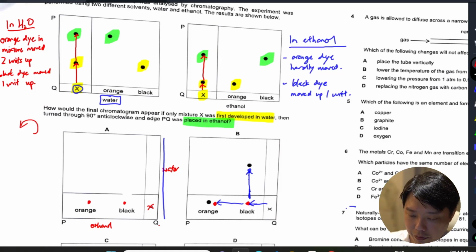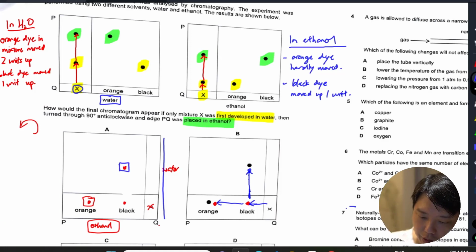Okay, so then after that, we put the ethanol in. And what will happen to the dyes? So we look at the chromatogram on the right. The orange dye will hardly move, so we will lock in the position of the orange dye to be somewhere here. Whereas the black dye will move up 1 unit, so maybe it will end up somewhere here. So we lock in the position of the black dye somewhere here. So the orange dye will be here and the black dye somewhere here, in relation to the starting point that is marked X. So the only chromatogram that is remotely near this kind of placement is your option B.